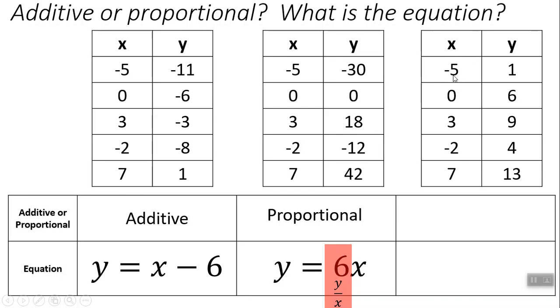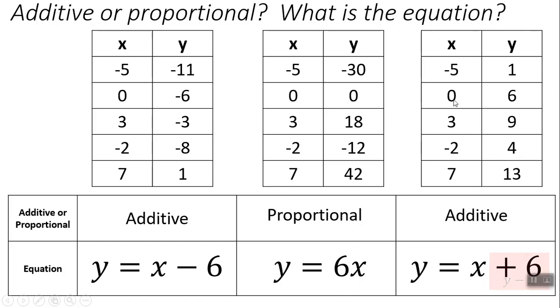This last one, -5 to 1, 0 to 6, 3 to 9. Once again, let's look at this positive here. From 3 to 9, looks like you're sure adding 6. It's going to be additive, and it's going to be y equals x plus 6. And once again, you can go, hey, 1 minus -5, 6 minus 0. All of your y minus x, 4 minus -2, they all work out to that same constant. This line would have a y-intercept of 6. We're moving on.